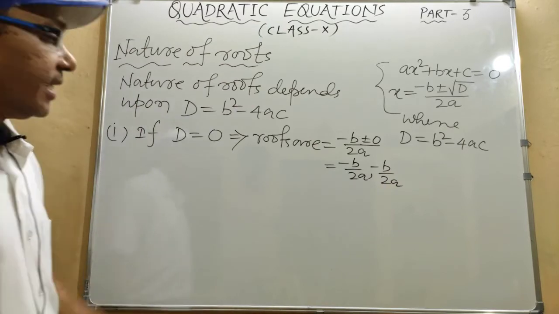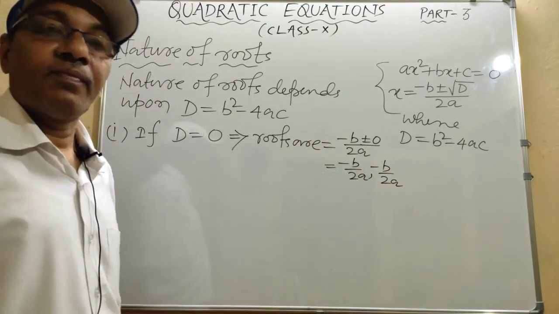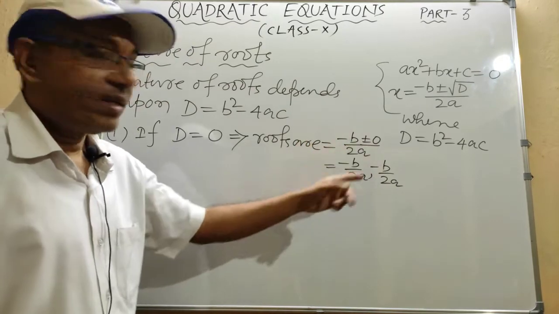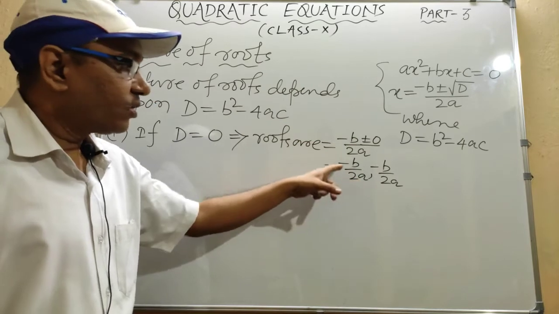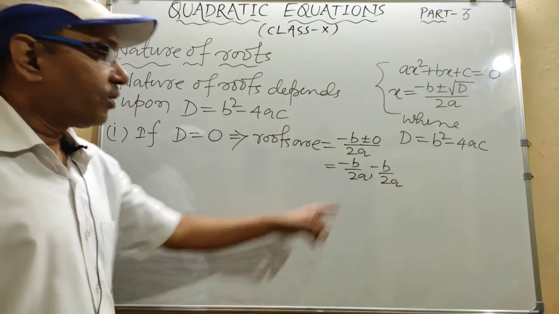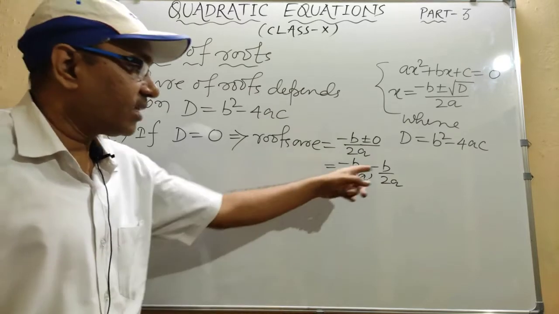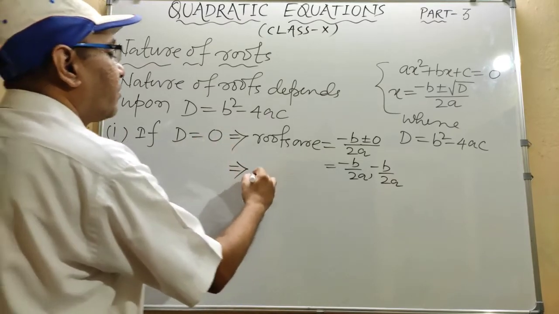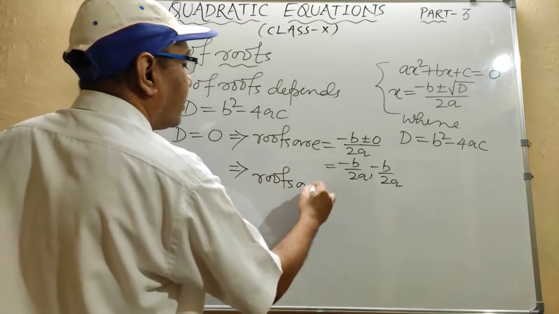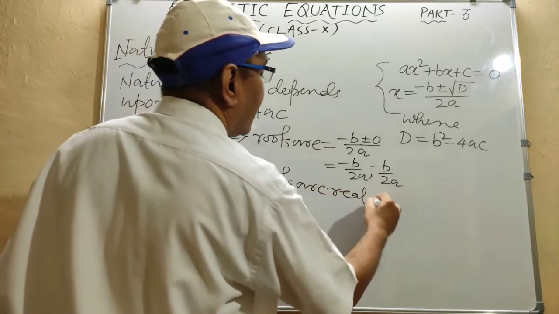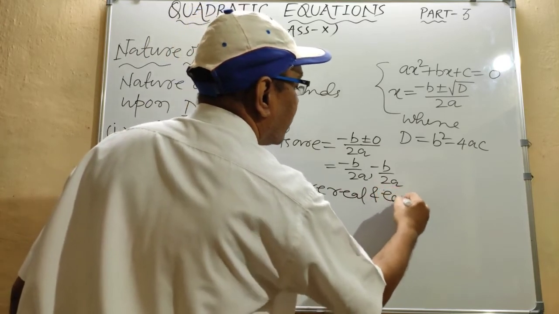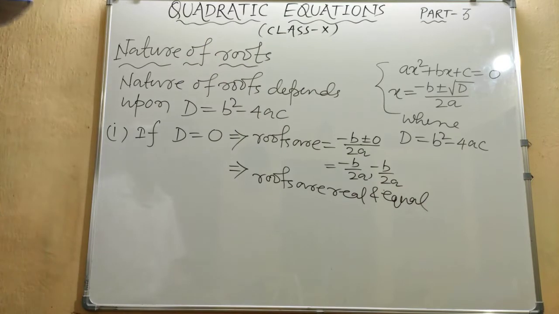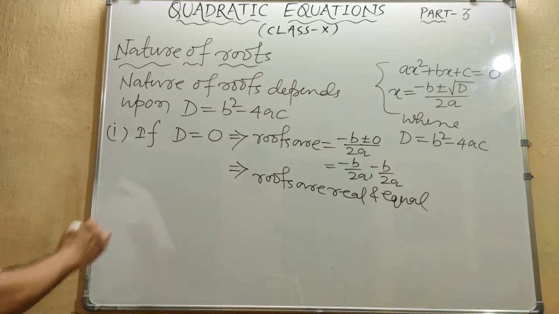What does it mean? It means both the roots will come same, and minus b by 2a is real. b is a real number, a is a real number, so minus b by 2a is a real number. So both the roots will come real as well as equal. So if d is 0, then roots are real and equal. This you should remember. If d is 0, roots are real and equal. Both the roots are real and equal. दोनों रूट इक्वल होगा.